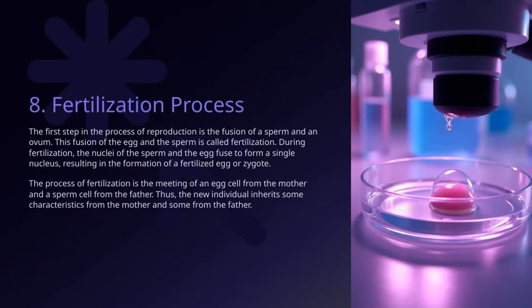Now let's talk about the fertilization process, which is the very first step in reproduction. Essentially, it all begins when a sperm cell from the father meets an ovum from the mother. When these two cells come together, their nuclei fuse to form a single nucleus. This important event is what we call fertilization. During this process, the genetic material from both the sperm and the egg combines, creating a new cell called a zygote. This fertilized egg will then begin to develop into an embryo.